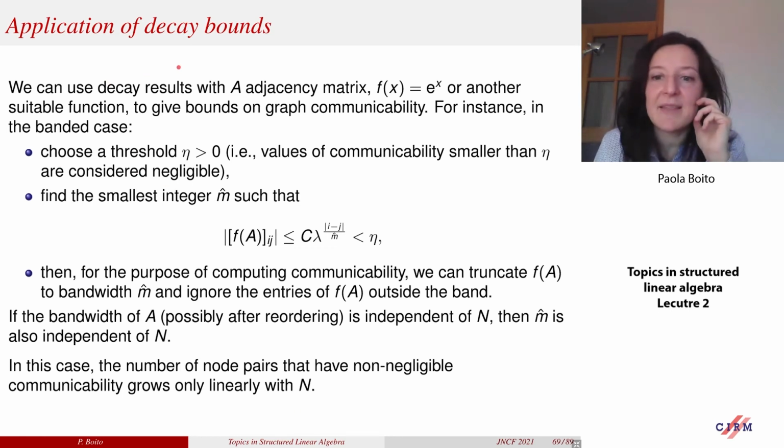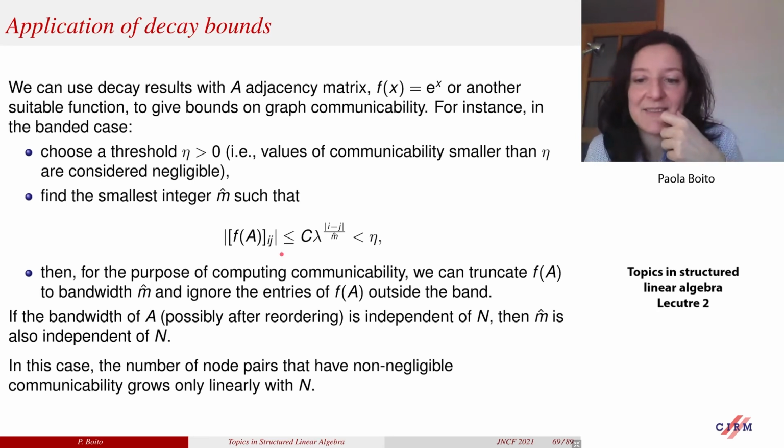Okay, so how can we apply this? If we want, for instance, to give bounds on graph communicability, in the banded case, we can just choose a threshold, a value of communicability such that below that value, I'm saying there is no communication between the involved nodes. Then I look for the smallest integer, m hat, such that the bound with m hat is smaller than eta, and then we can truncate our function to this bandwidth, and ignore the entries that are outside the band.